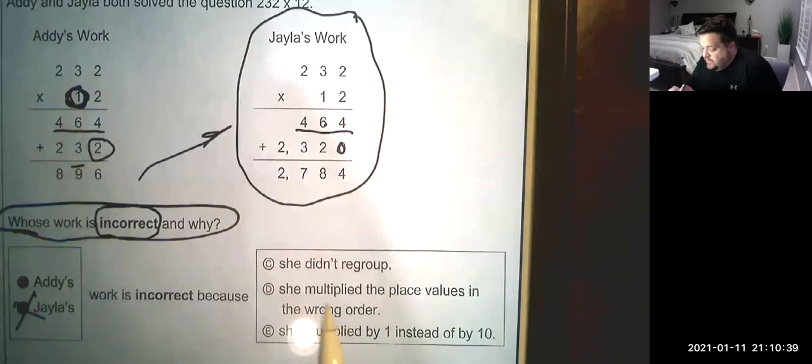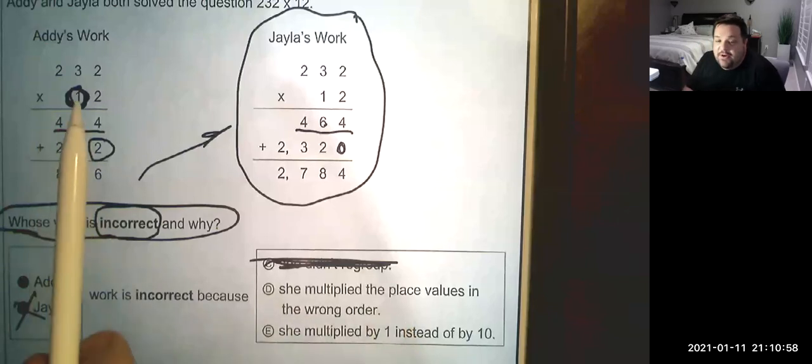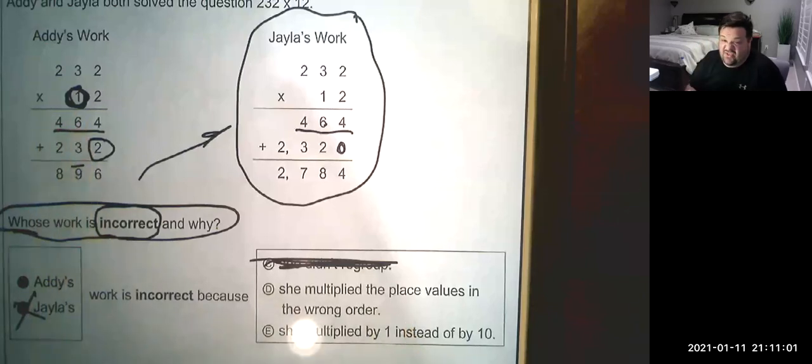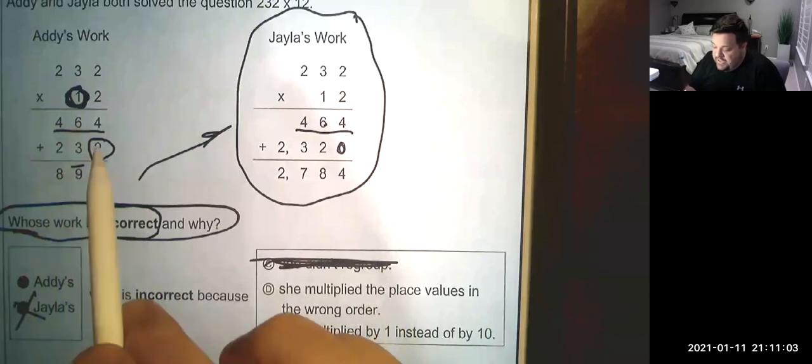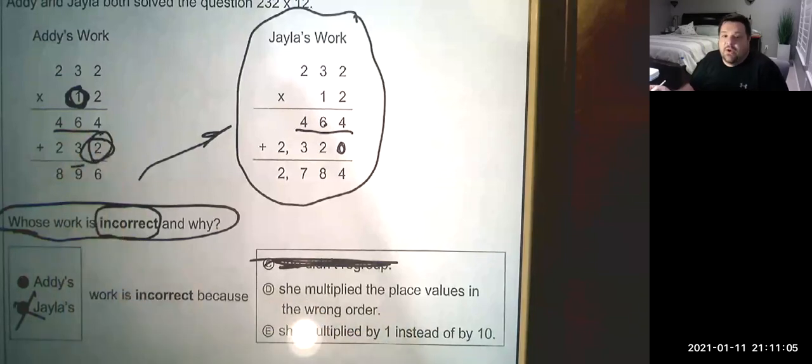So let's look. She didn't regroup. Neither of these problems have regrouping in them, right? There's no regrouping. There's none anywhere. So C can't be the answer. It doesn't make sense. There's no regrouping. Now it says she multiplied the place values in the wrong order. Now she multiplied her place. She did mess up the place values, right? She did mess up the place values by putting this in the wrong place, but she didn't go in the wrong order. She put them in the wrong place.